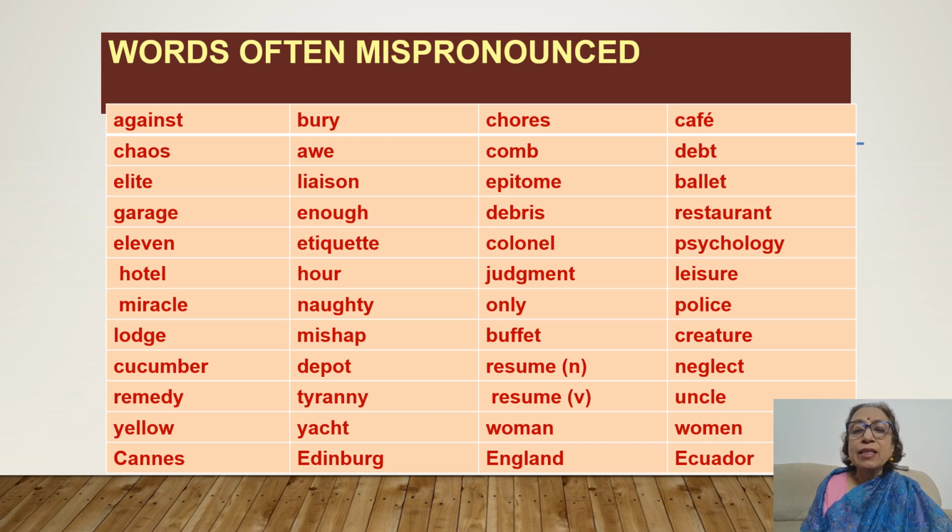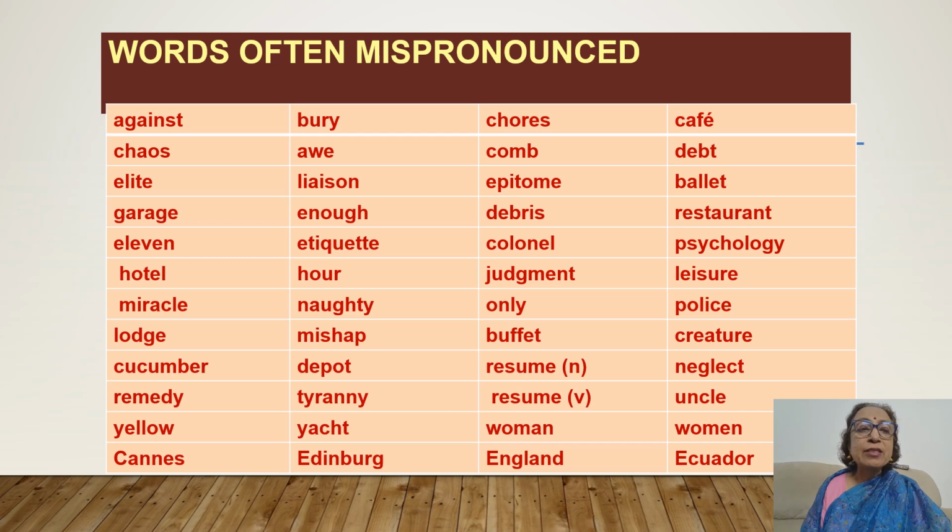Woman, then England I already told you. Cafe, debt, B is not pronounced, it's pronounced as debt. Ballet, restaurant, psychology, leisure, police, creature, neglect, uncle, women. Now woman is there, then women. Although the spelling changes in the second part of the word, the pronunciation changes in the first part of the word. Singular we say woman, plural we say wimen. The man remains the same, but the first part gets a different pronunciation.